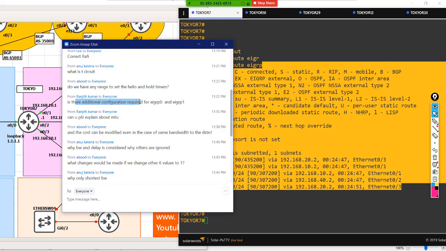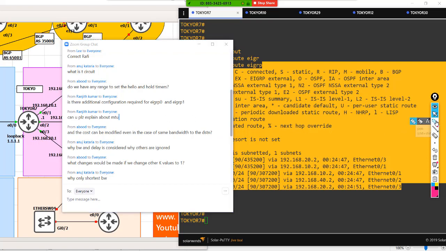Additional configuration required for EIGRP 0 and EIGRP 1. I didn't get this question. Yeah, if you rephrase, I can explain to you. Yes, we have two routers. One is an existing router, the version is 11.1. You mean EIGRP version 0? The existing router version is okay. They are not backward compatible. So that will be an issue in case of 0 and 1.